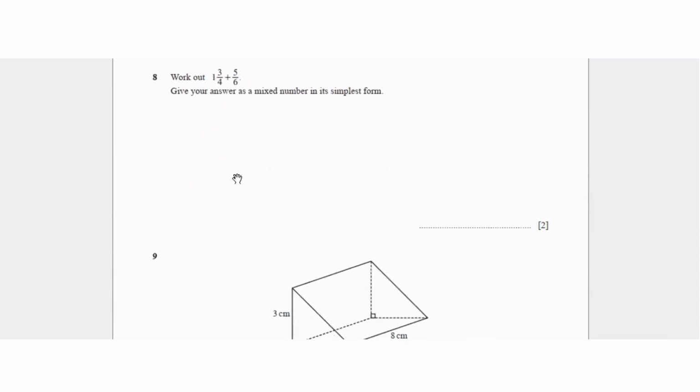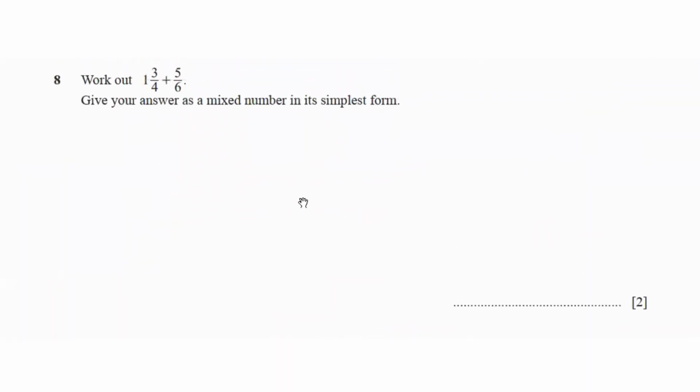Then the next question, it says work out 1 3/4 plus 5/6. So what we will do is we will first convert the mixed number into an improper fraction. So we multiply 4 with 1 and add the result to 3. That's going to be 7/4 plus 5/6. Now we have to make the denominators equal in order to solve. In order to add these fractions with unlike denominators, I'm going to make the denominators equal by multiplying the first fraction by 6 and the second fraction by 4.